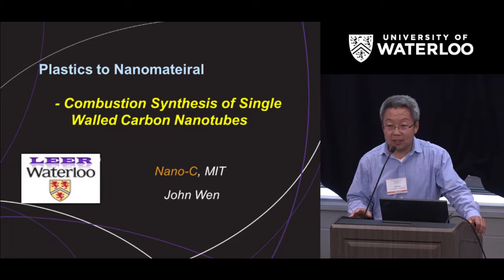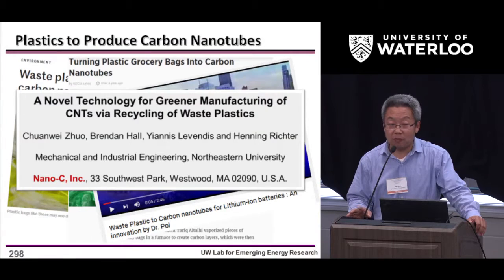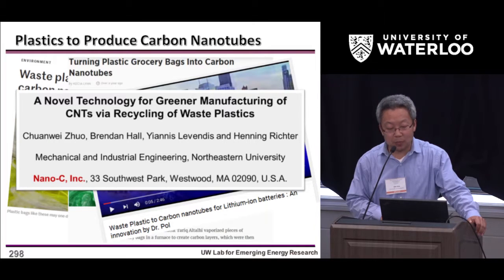If you look at the web page, there's lots of news about using waste plastics in order to produce carbon nanotubes. You can use waste plastic bags directly. Lots of bags. Even ABC has a video about how to turn waste plastics into carbon nanotubes. And that's the latest article published by Nano-C, my partner, about this project.